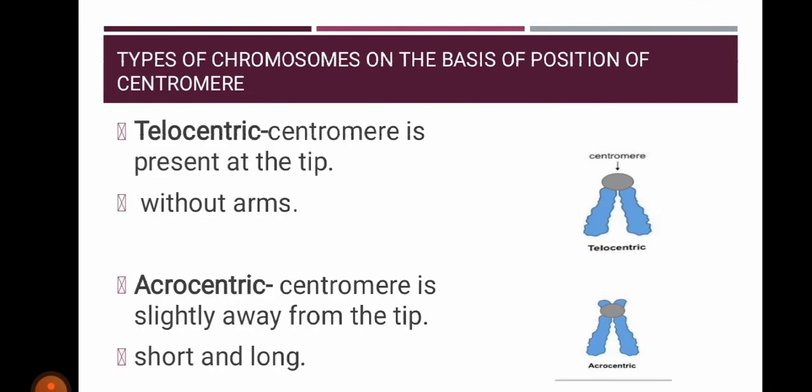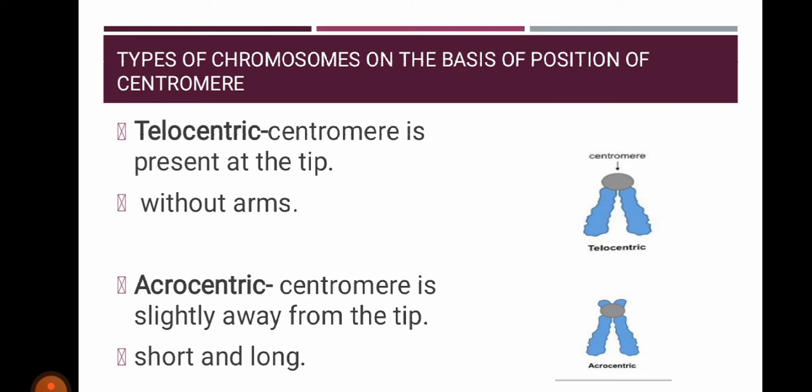Let me discuss the types of chromosomes on the basis of the position of the centromere. As we know, the centromere is the localized region at which the spindle fiber will attach. And on the position of the centromere, there are various types of chromosomes. The telocentric is the type of chromosome in which the centromere is present at the tip of the chromosome. No arms will be formed because the centromere is present at the tip. You can see it in the structure.